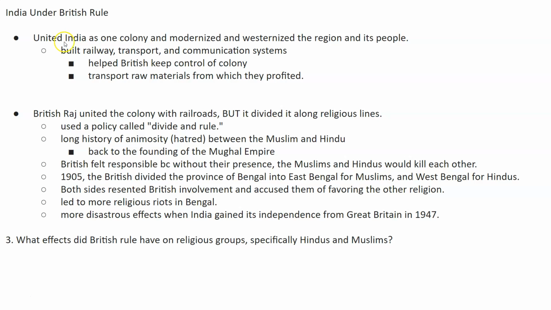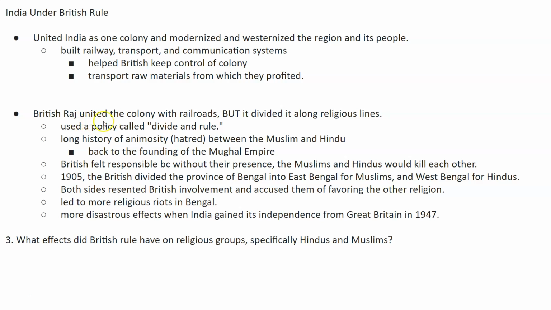India under British rule united India as one colony and modernized and westernized the region and its people, built railway, transport, and communication systems. This helped the British keep control of the colony, and transported raw material from which they profited. All right, so they're uniting the colony here through railway, transportation, and communication systems.